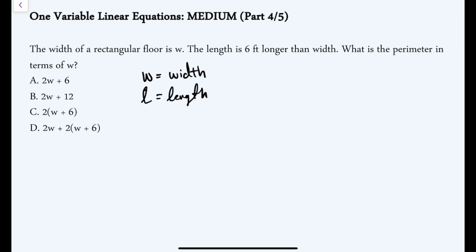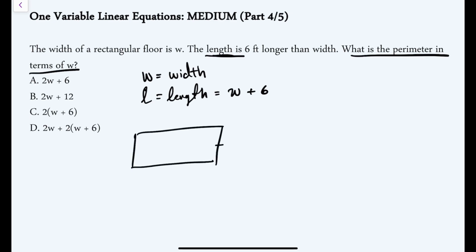Okay? Well, here's the deal. We also know that length is equal to 6 feet longer than the width. So the length will equal whatever the width is plus 6 feet. Now they're asking us, what is the perimeter in terms of W? So if we draw a rectangle, this is W. Our length is 6 more than the width.